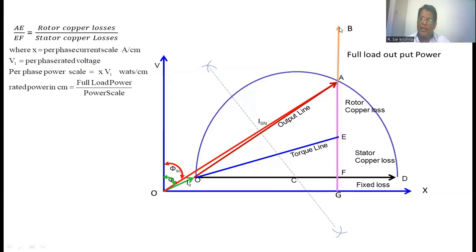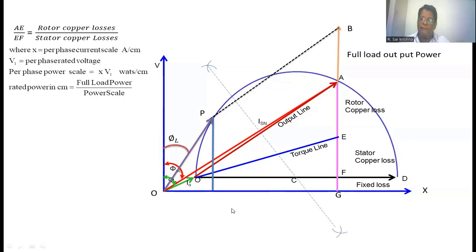Now from B, I have to draw one dotted line parallel to the output line by means of a scale. This is the black dotted line. That intersects the half circle at this point. From this point to the origin, I will draw one vector. This vector represents the current taken by the induction motor at full load. Now from this point, you draw one vertical line perpendicular to the x-axis. Now you take this point as P.